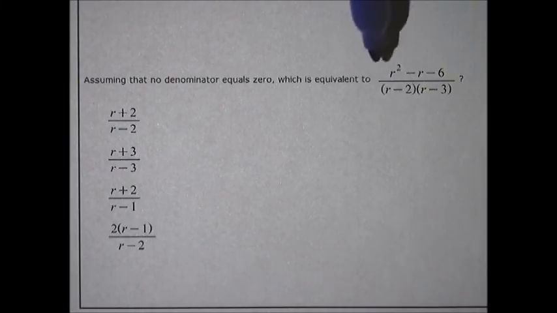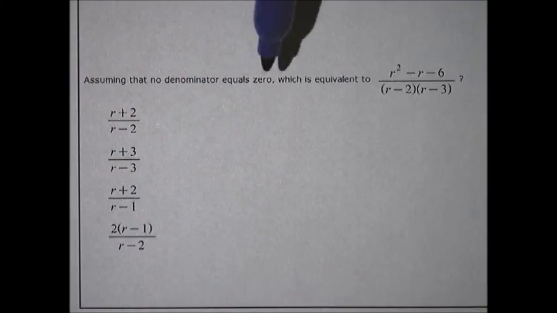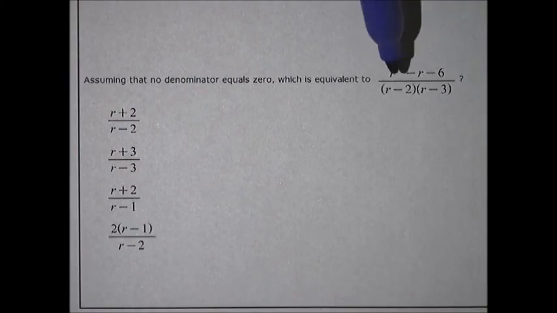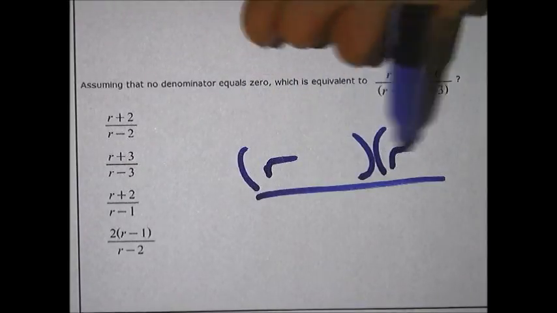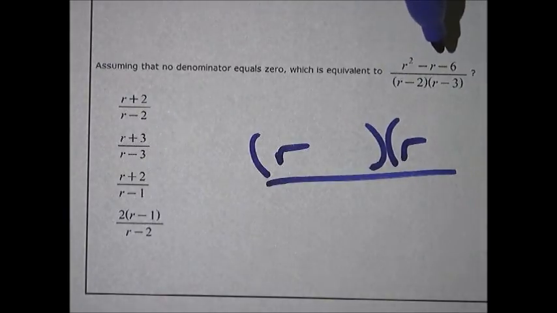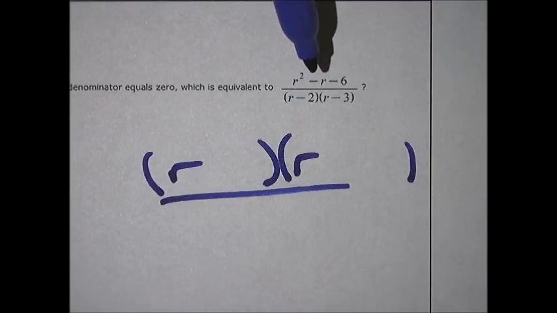Next one, you have something up top that can factor. You have something on the bottom that is already factored. In other words, I just want you to factor and cancel. So I look at the top and I say I have an R and an R. Last times last has to be 6, and at the same time I want a negative 1 in the middle.